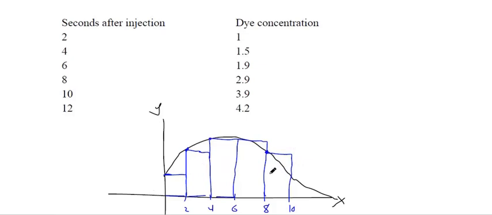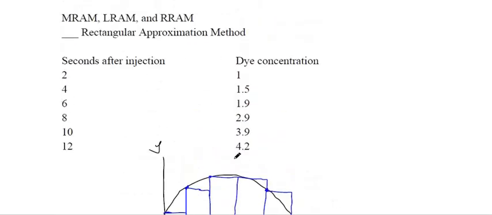And you might be wondering, why are we using rectangles? Why don't we use other shapes? You certainly can. There's the trapezoidal method. There's probably other methods that I don't know about. But this is just the basics about approximating the area under the curve.